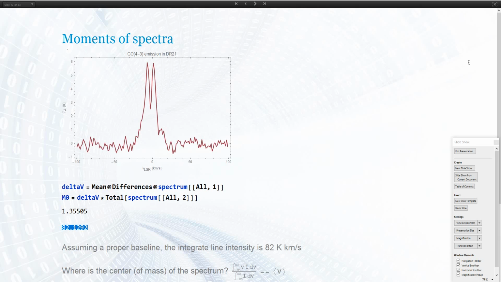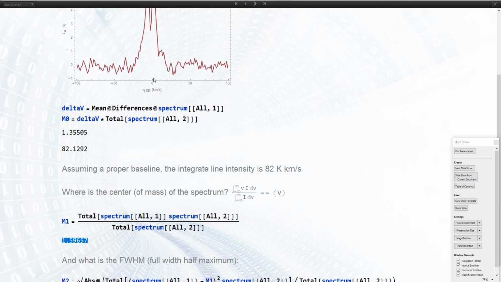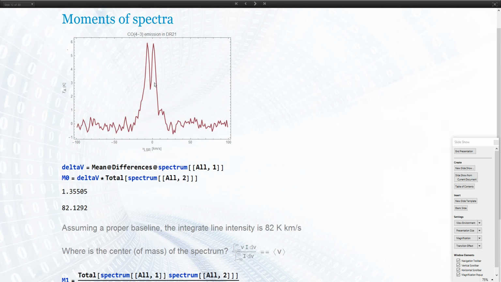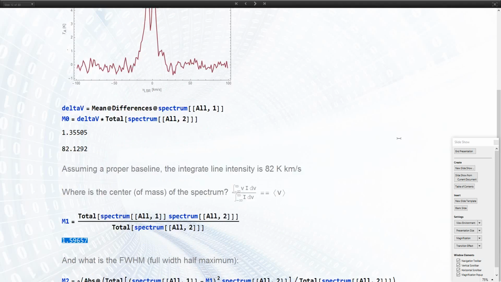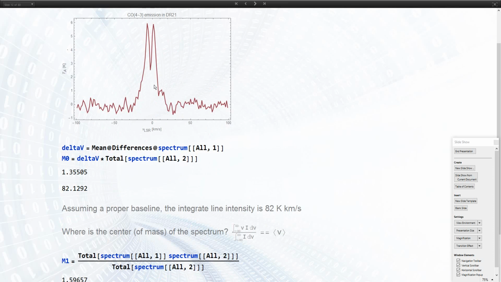Then we can look up where the center of the line is. That's 1.6, which is here. That's because we have some side wing that shifts the center from where we would find it by eye, somewhat to the right. And the full width half maximum, or the scatter measure, is 23 kilometers per second. So that's 2 tick marks here. That's how you use it in the astronomical example. And the advantage is you can do this on the data. I don't need a model.